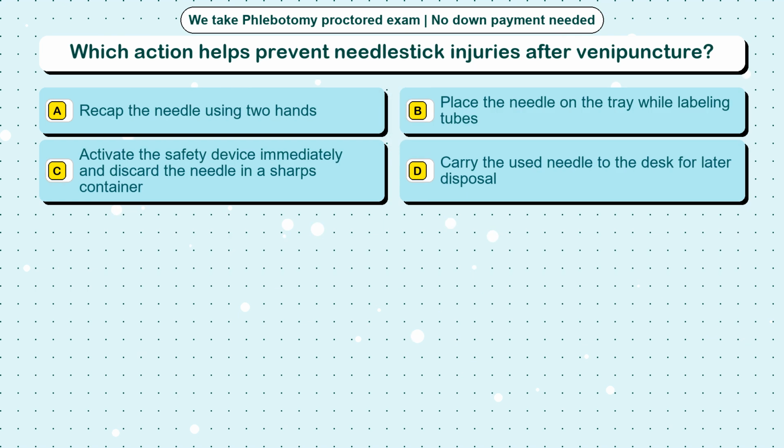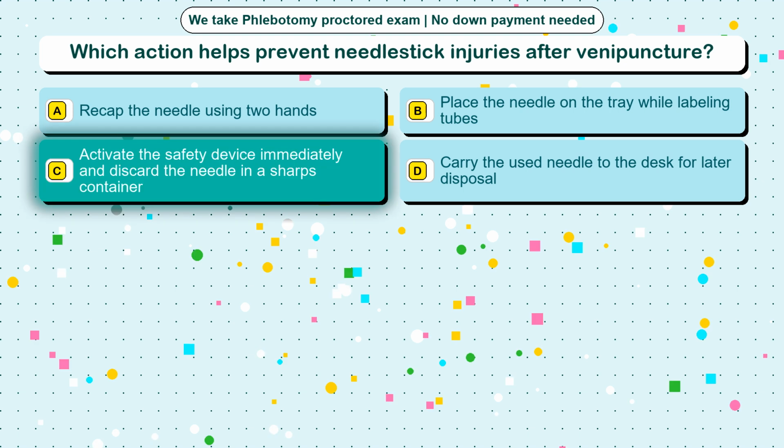Question 92. Which action helps prevent needle stick injuries after venipuncture? Option A, recap the needle using 2 hands. Option B, place the needle on the tray while labeling tubes. Option C, activate the safety device immediately and discard the needle in a sharps container. Option D, carry the used needle to the desk for later disposal.